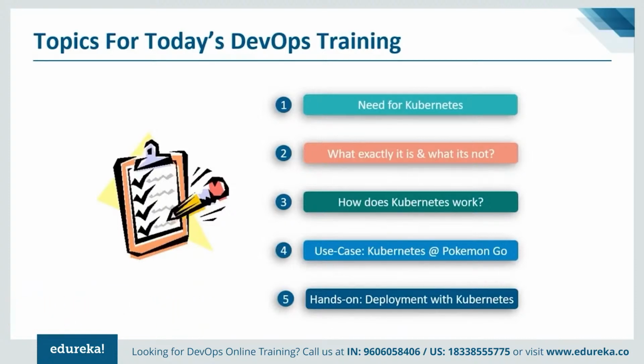talk about how exactly Kubernetes works. I will talk about the architecture and all the related things. And after that, I will give you a use case. I will tell you how Kubernetes was used at Pokemon Go and how it helped Pokemon Go become one of the best games of the year 2017. And finally, at the end of the video, you will get a demonstration of how to do deployment with Kubernetes. Okay, so I think the agenda is pretty clear to you. I think we can get started with our first topic then.